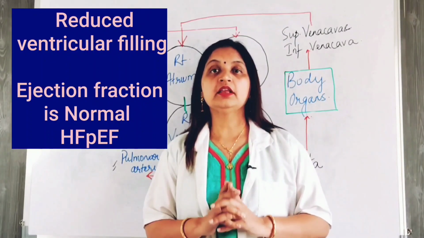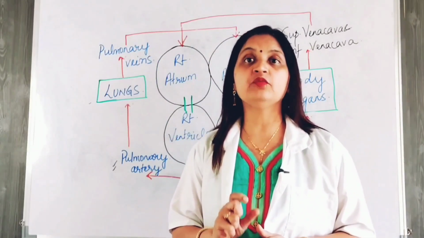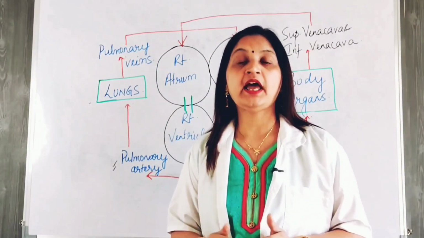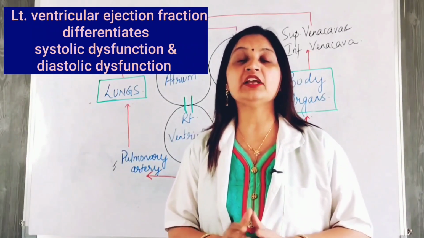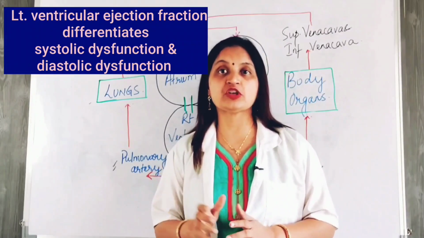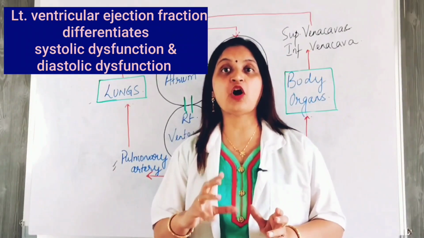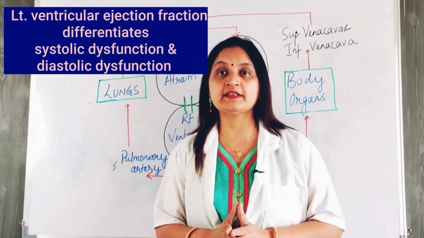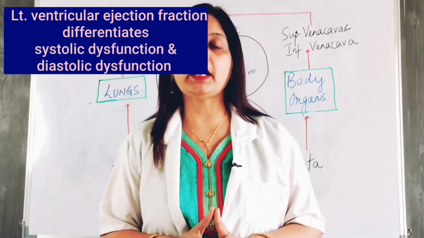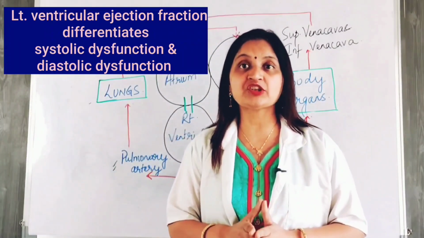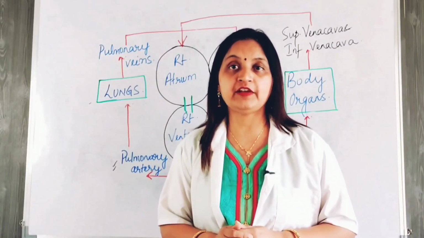So the heart failure due to systolic dysfunction is known as heart failure with reduced ejection fraction, and the heart failure due to diastolic dysfunction is known as heart failure with preserved ejection fraction. So a critical marker for differentiating systolic heart failure from diastolic heart failure is left ventricular ejection fraction. So clinicians are encouraged to measure ejection fraction to differentiate systolic from diastolic heart failure.